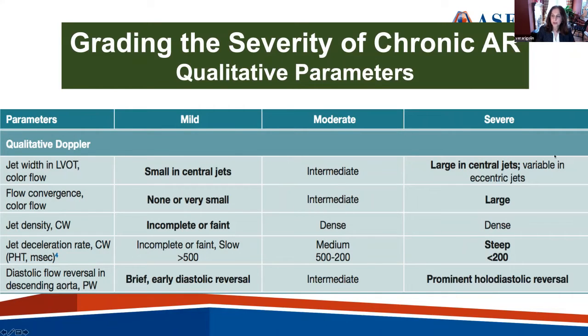This is as opposed to the severe case, where the jet width is large in central jets but can be variable in eccentric jets. Flow convergence is large. The CW jet density is dense. Pressure half-time is steep, less than 200 milliseconds, and there's prominent holodiastolic reversal in the descending aorta. And then, of course, moderate is everything in between.